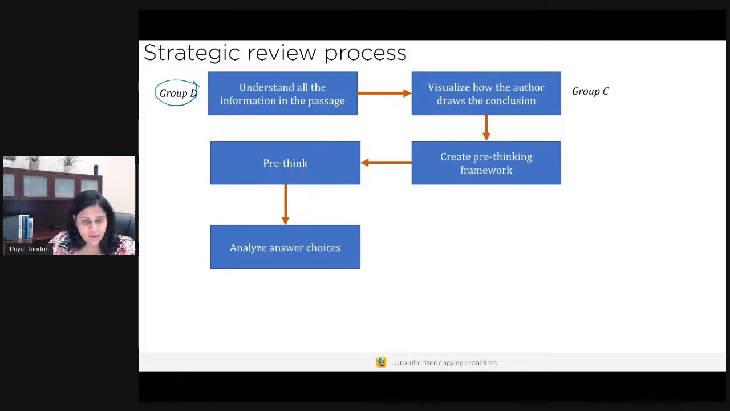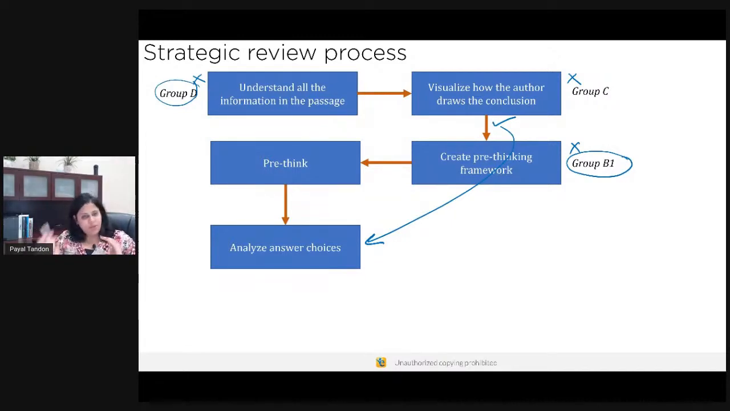Visualize how the author draws the conclusion: group C. If you were not able to visualize that the author is putting some causality in the information presented, then you belong in group C. Create the pre-thinking framework: you belong in group B1 if you're not able to do this. Now, what does group B1 stand for? It means you understood the passage really well, and you thought you had sufficient understanding to jump directly to answer choice analysis. That means you didn't even try to pre-think. I don't know whether you can or cannot pre-think, but you didn't even try. That's when you belong in group B1.